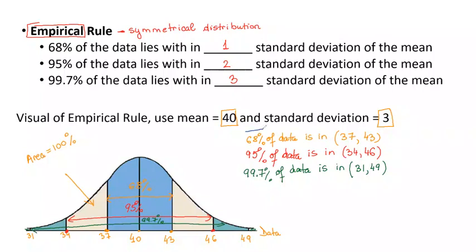memorize. This is called the 68, 95, 99.7% rule, okay? And of course, the intervals associated with this: 1 standard deviation from the mean will have 68% of the data, 2 standard deviations will have 95% of the data, and 3 standard deviations from the mean, we have 99.7% of the data. And now let's take a look at another application.